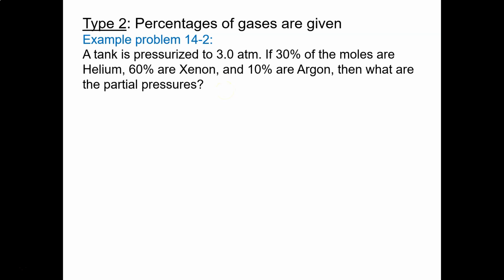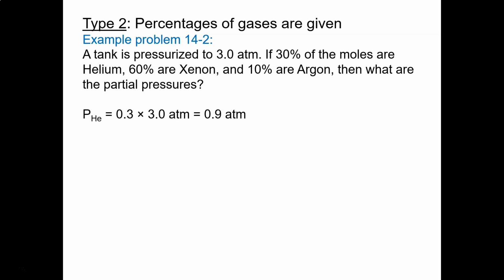Remember that the pressure is only dependent on the number of moles. So because of that, if 30% of the moles are helium, that means that 30% of the total pressure in that tank is helium. To find the partial pressure, all I'm going to do is find how much is 30% of the total pressure. I am going to multiply 30% by the total pressure, which is 3 atm, and that should give me 0.9 atm, and that is my answer for the partial pressure of helium.